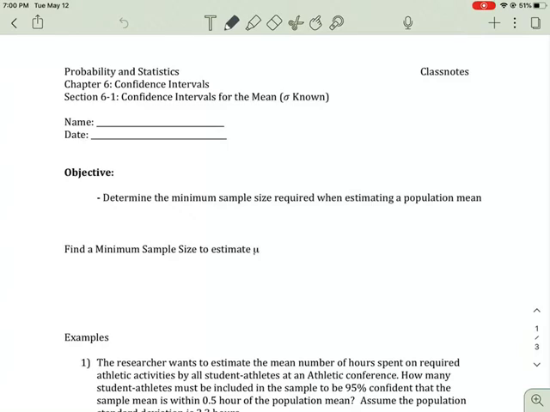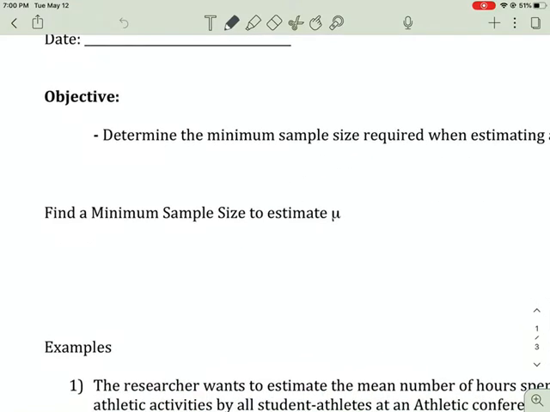Hi everyone. Today we're going to work on finding a minimum sample size. So in other words, if you're going to go out and figure out, I want to find a population average of something, a population mean. How many things or people or bacteria do I need to sample to get the results that I want? Okay, so we're going to redo that, and it's really not too bad.